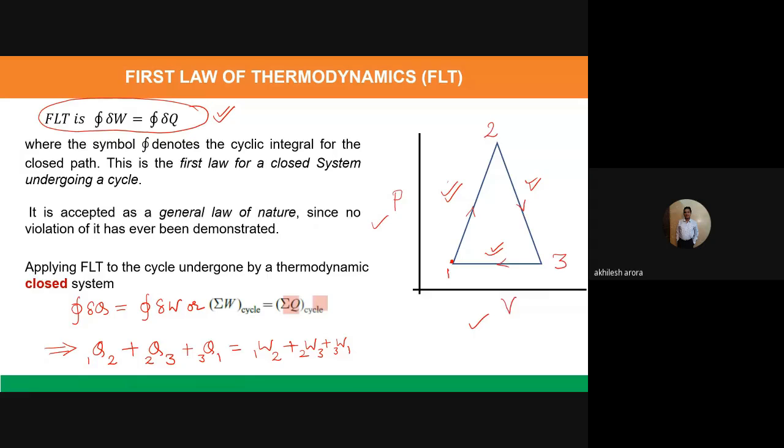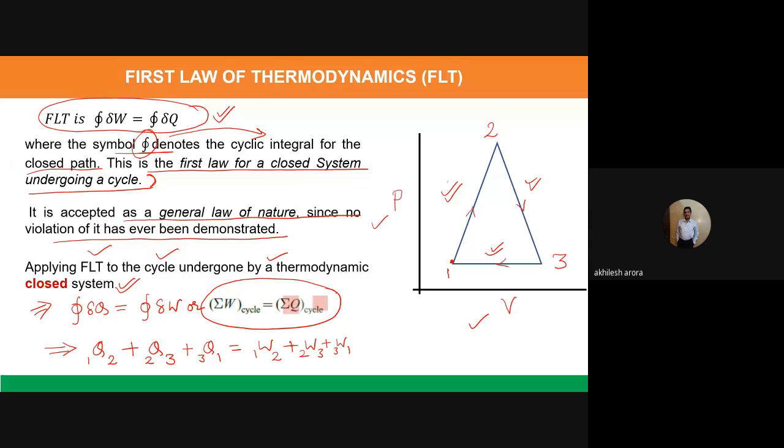So how can we write this particular first law of thermodynamics for this closed system? Okay, you know, this symbol denotes the cyclic integral for the closed path. This is the first law for a closed system undergoing a cycle. Okay, you should always remember this. It is accepted as a general law of nature since no violation of it has ever been demonstrated. Now when we apply this FLT to the cycle undergone by a thermodynamic closed system, this is the first statement that we can write, or we can also write it in this manner.